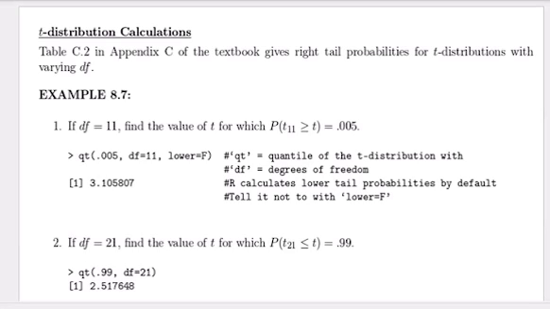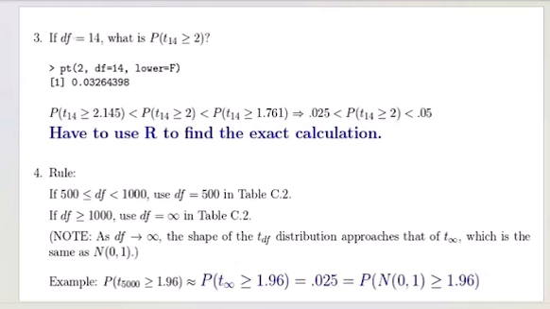Now, take a look at this. If the degree of freedom is equal to 14, what is the probability of t14 greater than or equal to 2? I want to find this using R. I need you to pay attention and look at the board. If I want to find that, I'm going to write pt.